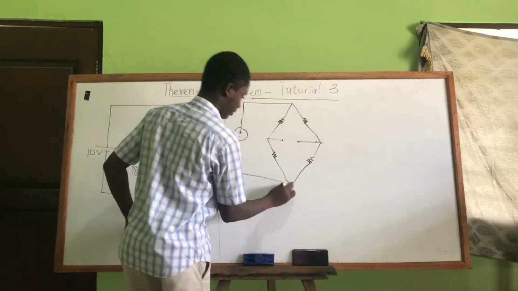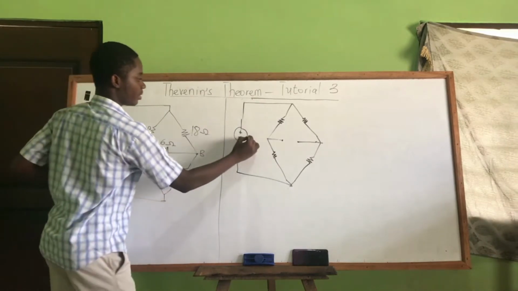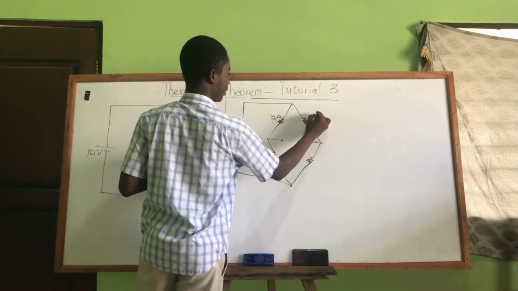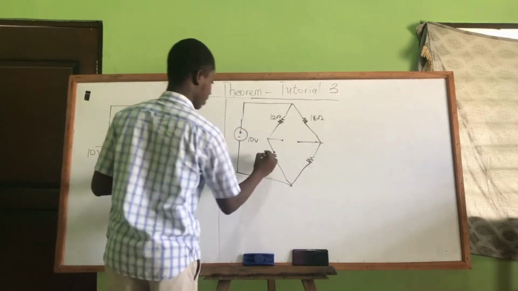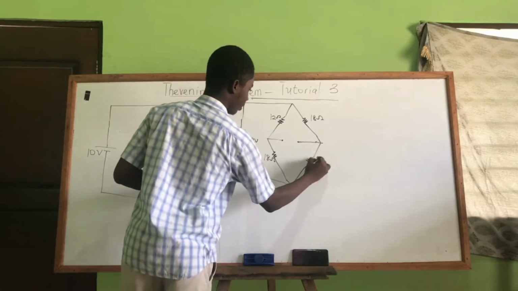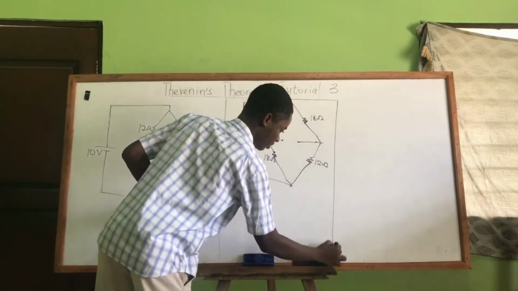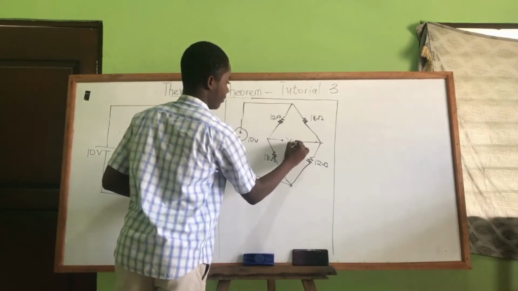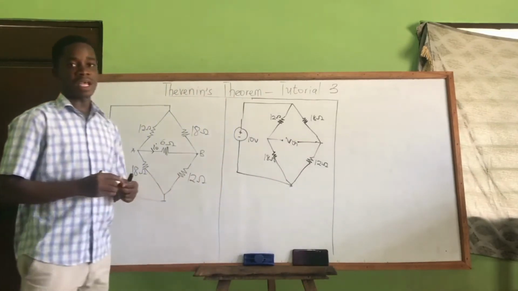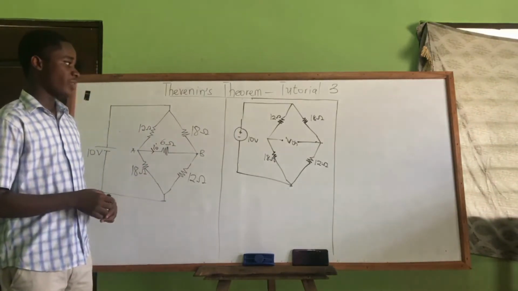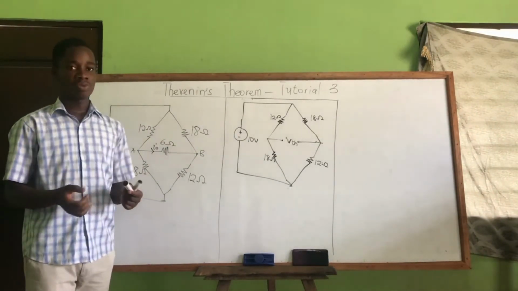This is a bridge network. So we have 10 volts, 12 ohms, 18 ohms, 18 ohms, and 12 ohms. Good. So we want to find VTH, that's the Thevenin's equivalent voltage. So finding VTH, we know we have to consider a loop.